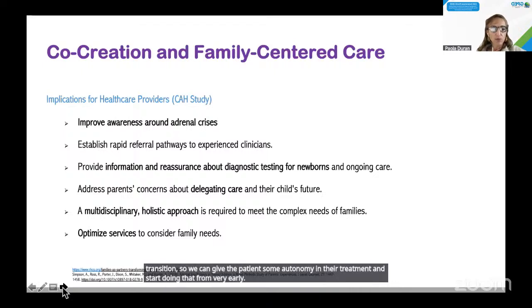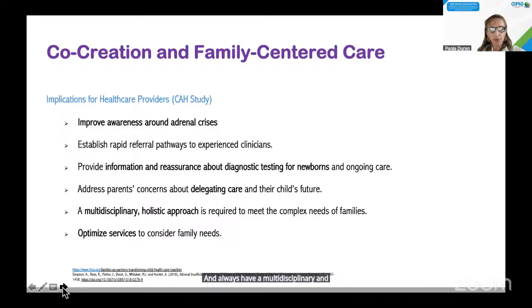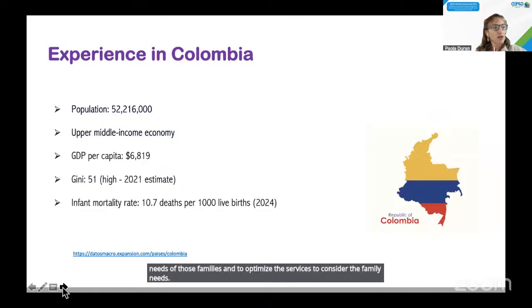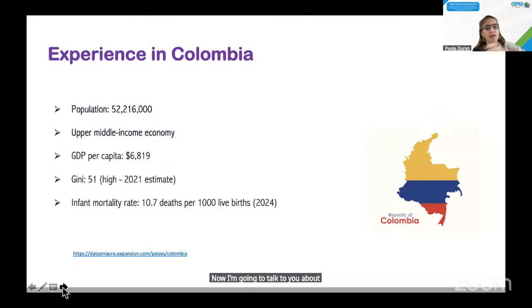And always have a multidisciplinary and holistic approach to meet the complex needs of those families and to optimize the services to consider the family needs. Now I'm going to talk to you about the experience in Colombia.